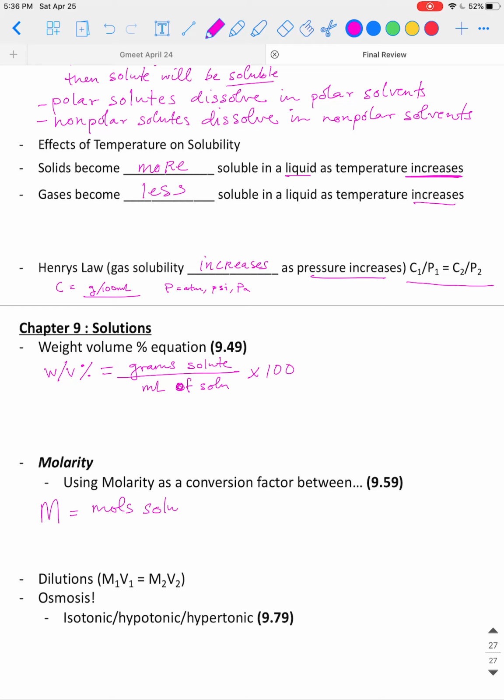Let's see, molarity is the other way we convey concentration. So molarity, capital M, is moles of solute divided by liters of solution. So you definitely need to know these two equations for the final. Write them on your note card. We can also use molarity as a conversion factor between, guess what, moles and liters, okay? Between moles and volume. Liters is a unit of volume.